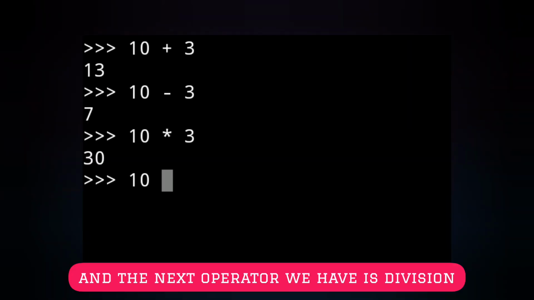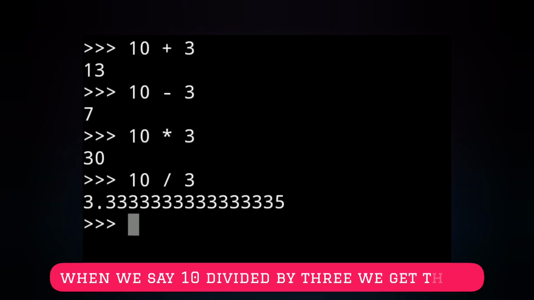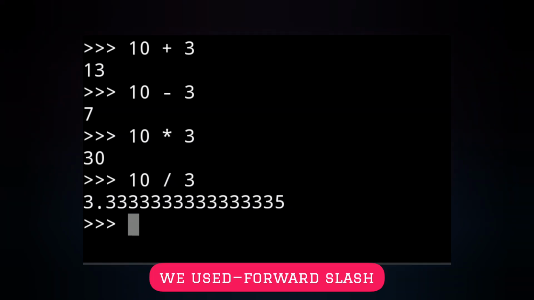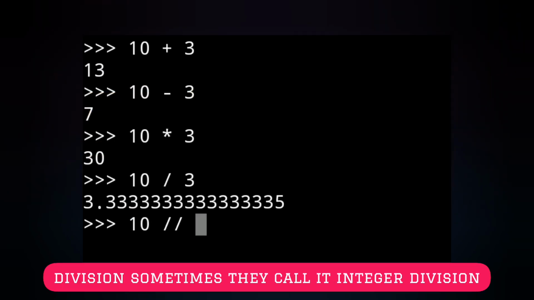And the next operator we have is division. When we say 10 divided by 3, we get 3.33333. The symbol we use is /. And the next operator we have is the floor division. Sometimes they call it integer division.